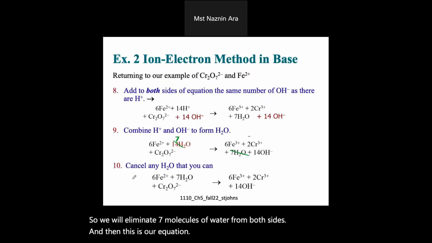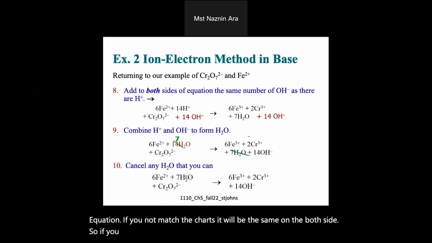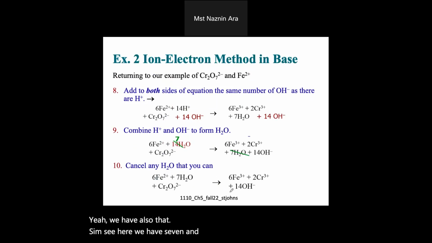So this is our final balanced equation. If you now match the charges, they will be the same on both sides. Now if you look at the left side, we have 7 molecules of water, with 14 hydrogen atoms. Here we also have the same. See, here we have 7 and 2 oxygen, so we have the same oxygen. Right.